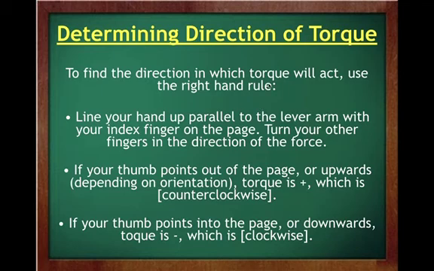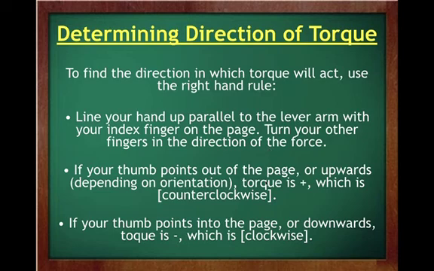To determine the direction of torque, whether it's clockwise or counterclockwise, there's something called the right-hand rule. I'll show you this when we do the examples, but what you'll do is line your hand up parallel to the lever arm, with your index finger along the lever arm on the page, and then rotate your other fingers in the direction of the force. So if the force is pulling down or pulling up at an angle, rotate your other fingers that way, and then see what's happening with your thumb.